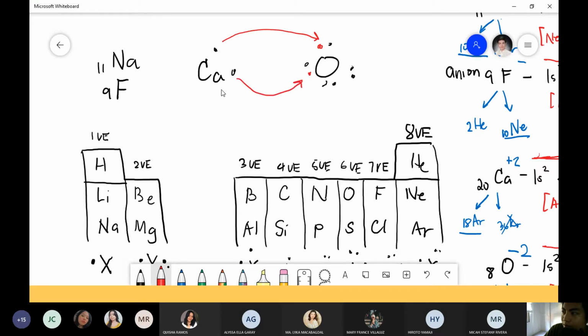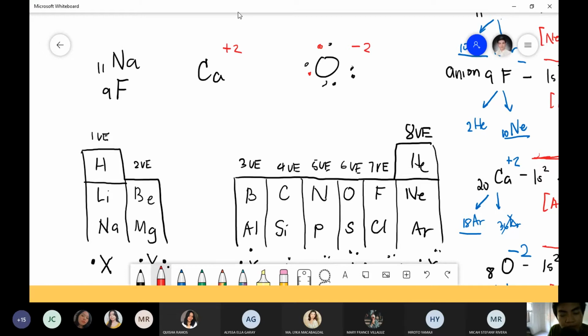So as we do that, we remove these 2 and we end up with this symbol. Calcium without 2 electrons, with a positive charge. Oxygen with all 8 electrons, but with a -2 charge. So that is their Lewis dot symbol.